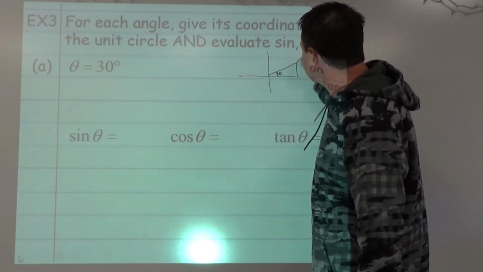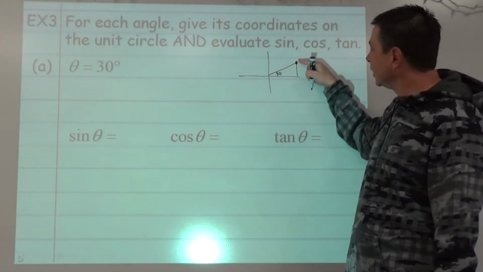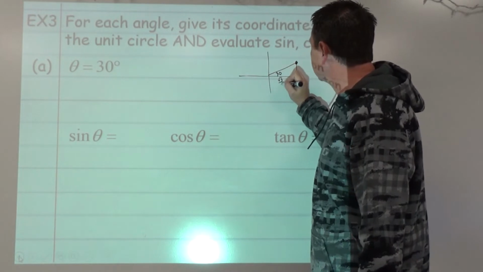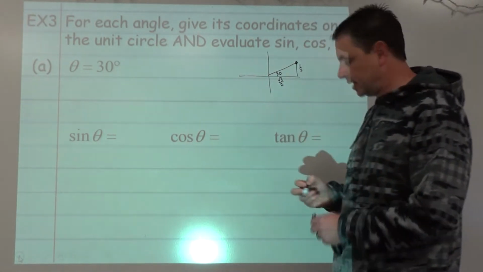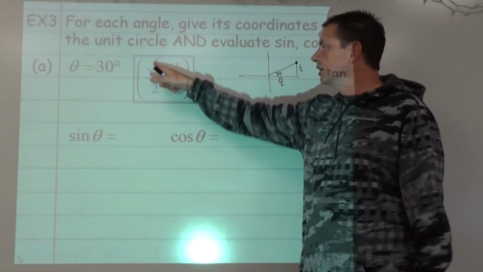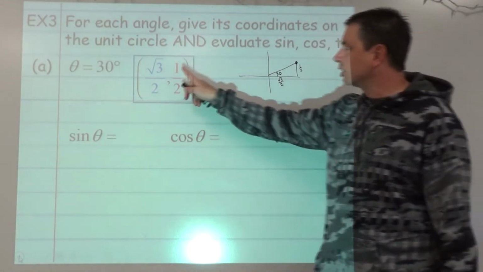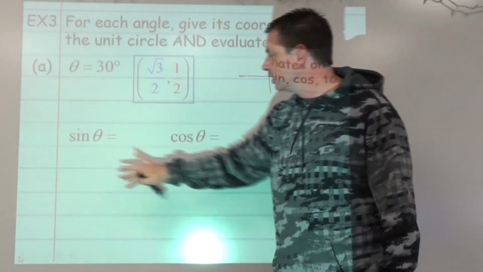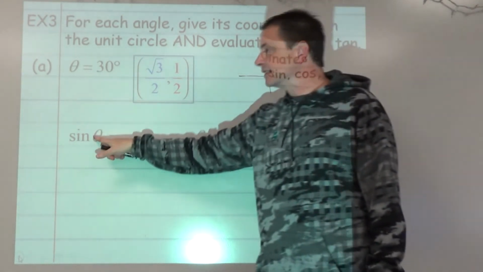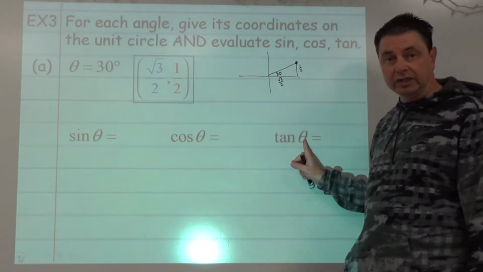30 degrees puts us here, which means we're long and then short. Long is the √3/2, short going up 1/2. So as far as coordinates go, it's going to be (√3/2, 1/2). Once we've got the coordinates, we're going to use the coordinates to evaluate sine theta, cosine theta, tangent theta. Or in this case, sine 30 degrees, cosine 30 degrees, tangent 30 degrees.